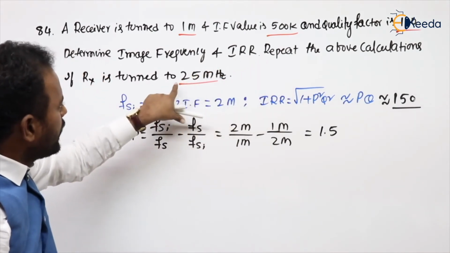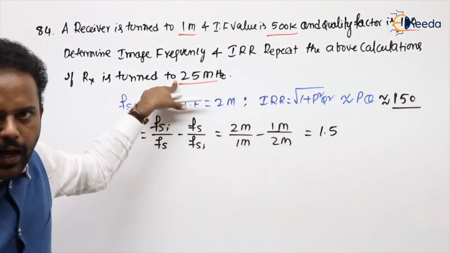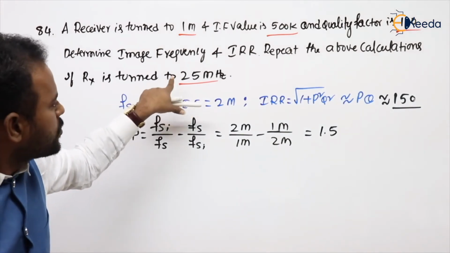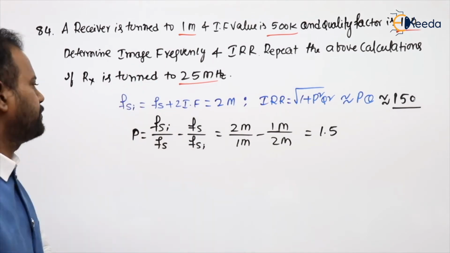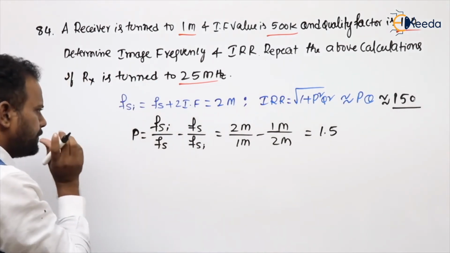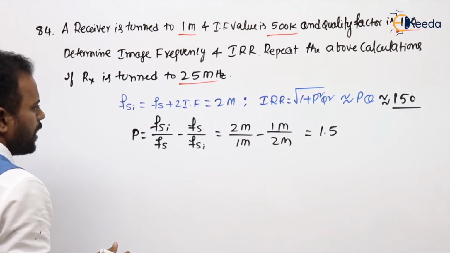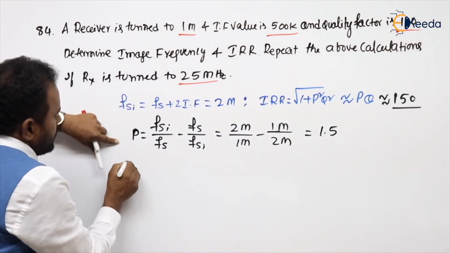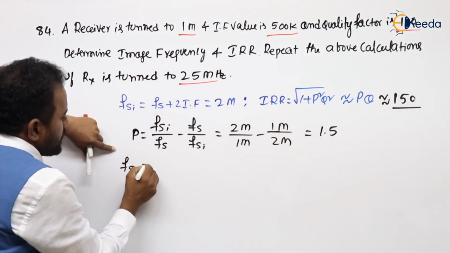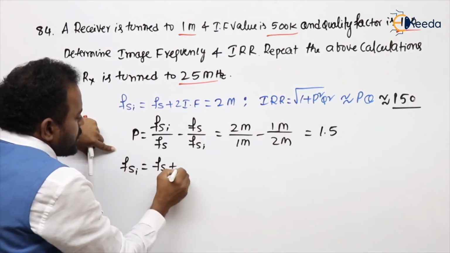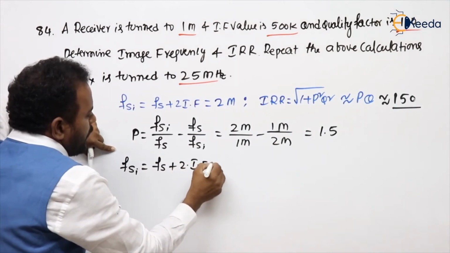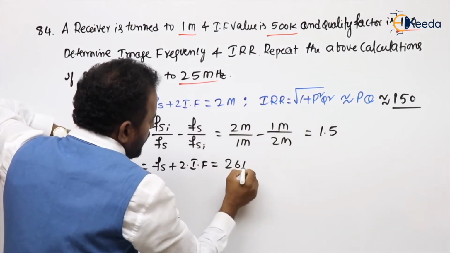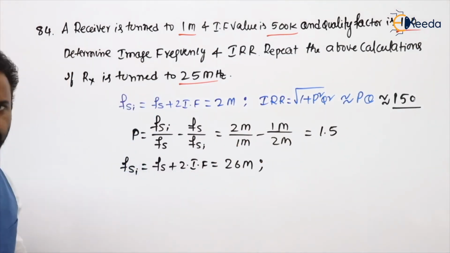Repeat the above if FS value is 25 mega. Are you following my point or not? If FS value is 25 mega, then calculate that value. In this case, what is the FSI value first? FS plus 2IF. Here FS is 25 mega, 25 plus 1, it will be 26 mega.